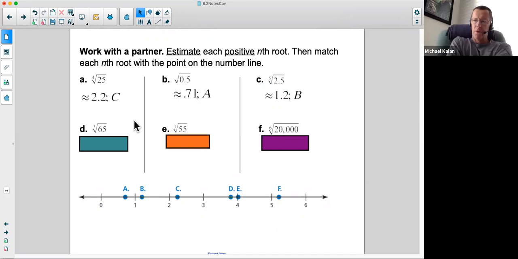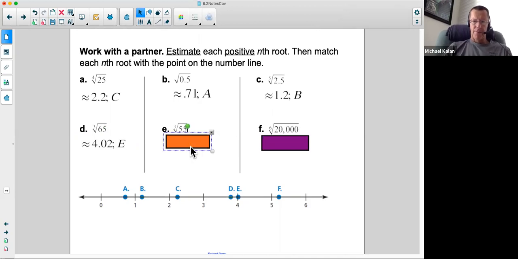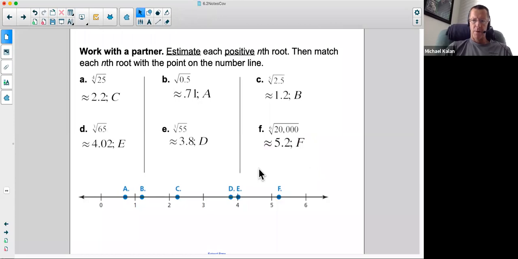How about the cube root of 65? Well, I just told you that 4 cubed was 64. So a number multiplied by itself 3 times giving me 65 is just going to be a little bit more than 4. Okay, what about this one? What do you think for 55? Yeah, it's going to be a little less than 4, right? Because that was 65. So I'm guessing it's going to be D. Oh, yes. And then by process of elimination, it's F, which makes sense because we're going up all the way to 20,000. We would expect it to be pretty big.